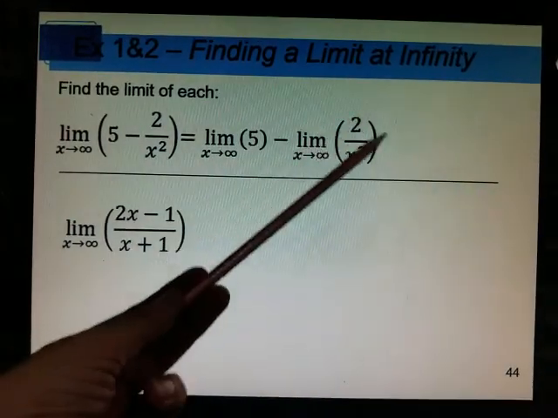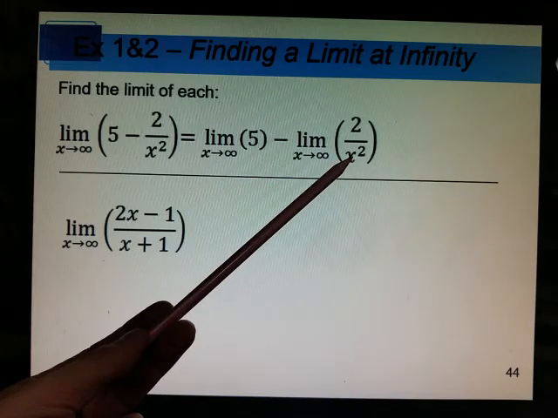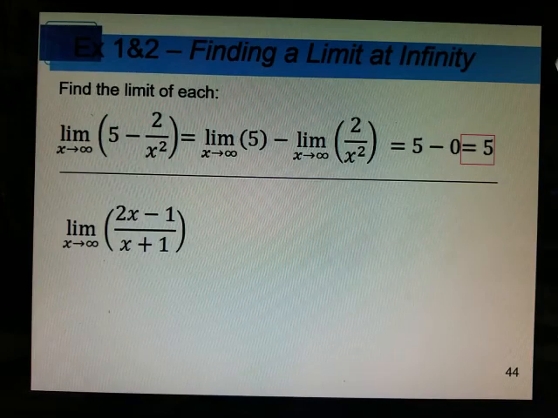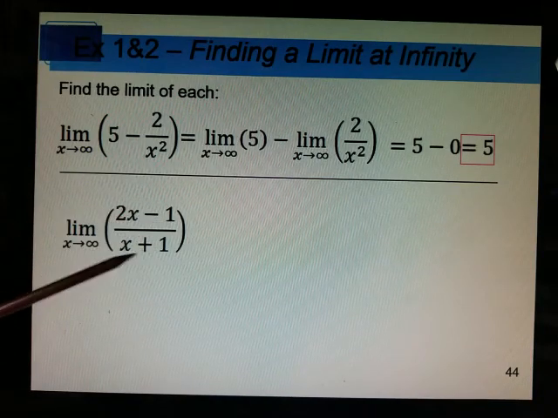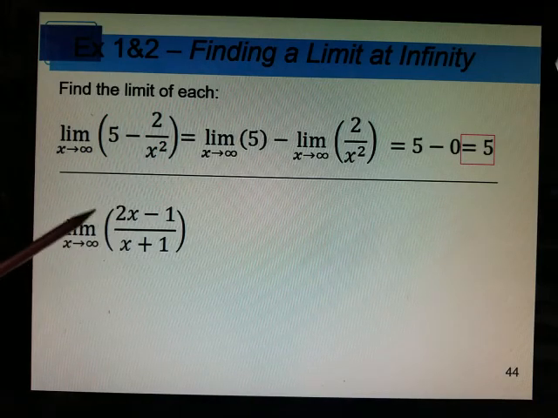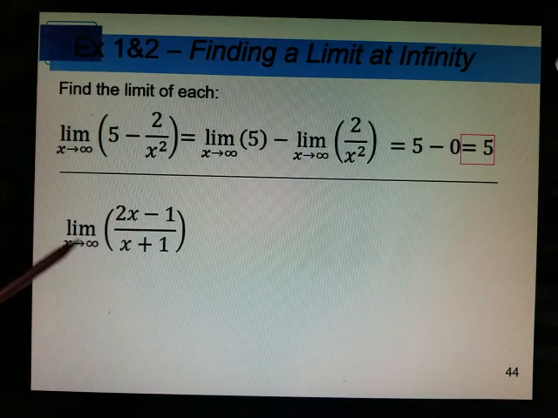This limit right here is approaching 0. The bottom is getting bigger very, very quickly. That's approaching a value of 0. Here, do we have Bobo or Betsy? I happen to notice that we have Betsy. The degree on the top is 1, degree on the bottom is 1. So those coefficients would be 2 divided by 1. So this is equivalent to y equals 2 for that limit as x goes to infinity.